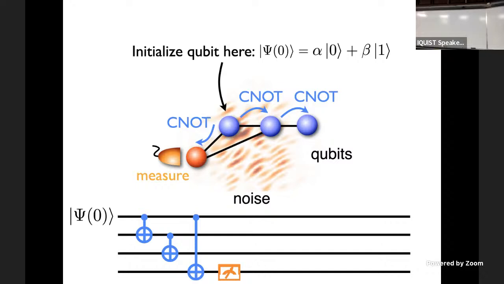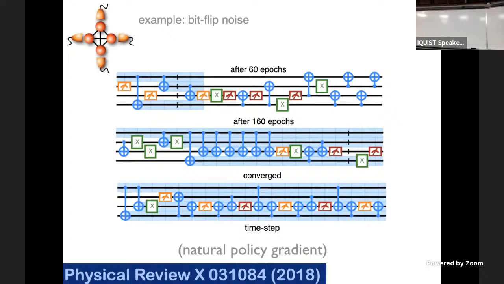And when you now measure, you will actually collapse the state of all the qubits, which is exactly not what you wanted to have. This would be a really bad strategy. But that's the situation that the agent finds itself in at the beginning of training. And so we did this in an example. What you see here is, at the beginning of training, randomly chosen gates, and it's really performing poorly. But then over time, it gets better.